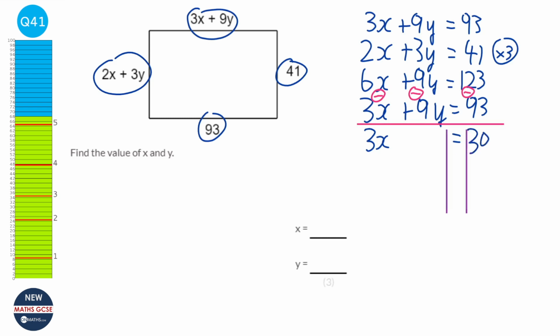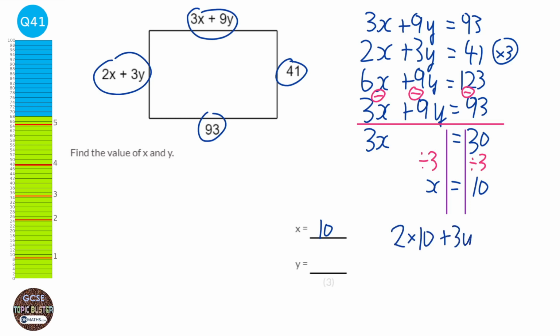We're going to get our solving lines in, and we're just going to divide by 3 both sides. So we've got x equals 10. So we know what x is, but we need to find out what y is. So what I'm going to do is pick one of the equations. I can pick the 2x plus 3y equals 41, and just substitute the value of x in. So 2 times, instead of x, it's times 10, plus 3y equals 41. So it would be 20 plus 3y equals 41.